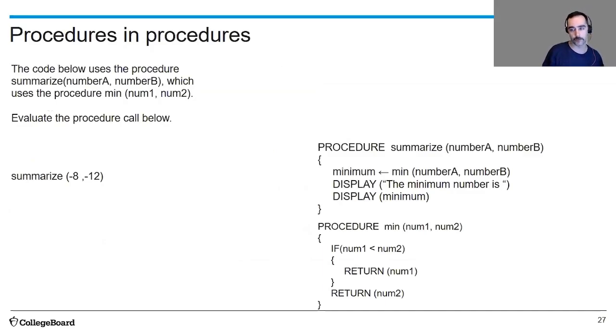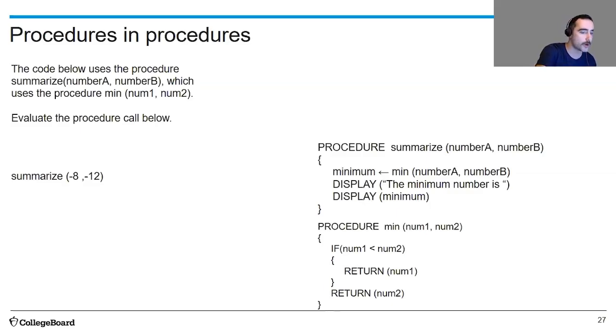Let's take another look below. Now, there are some differences in this procedure that we didn't have before. For example, you'll notice in the procedure summarize that in the parentheses we have two parameters, number A and number B. And you'll notice on the procedure below that, minimum, we also have two parameters, number one and number two. So the first procedure does not have a return value and the second procedure does. We're going to look at how all that plays out.